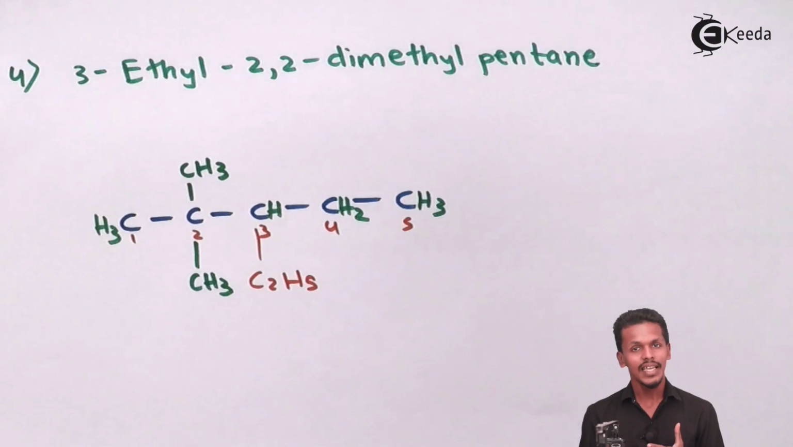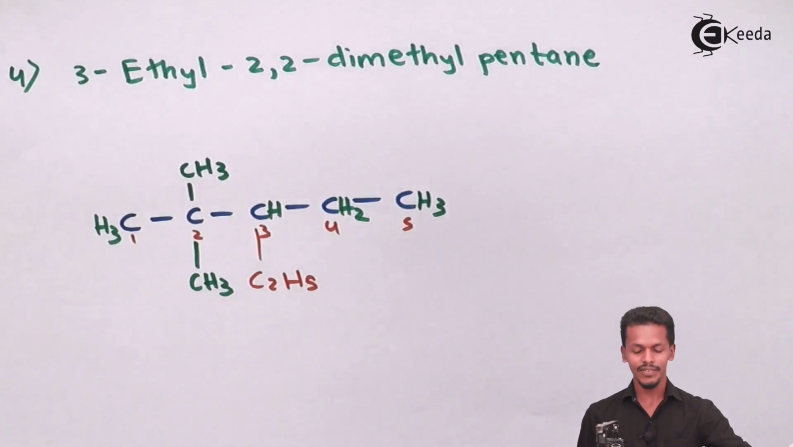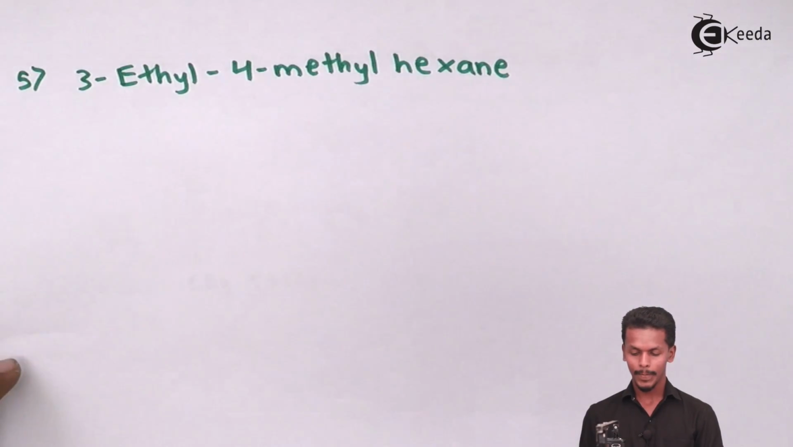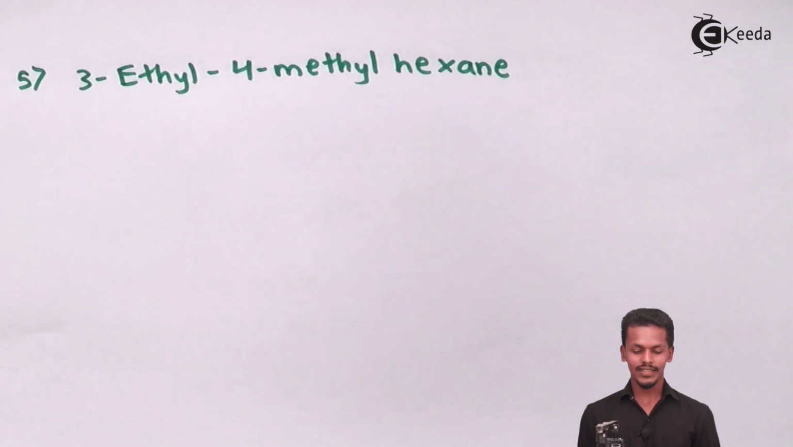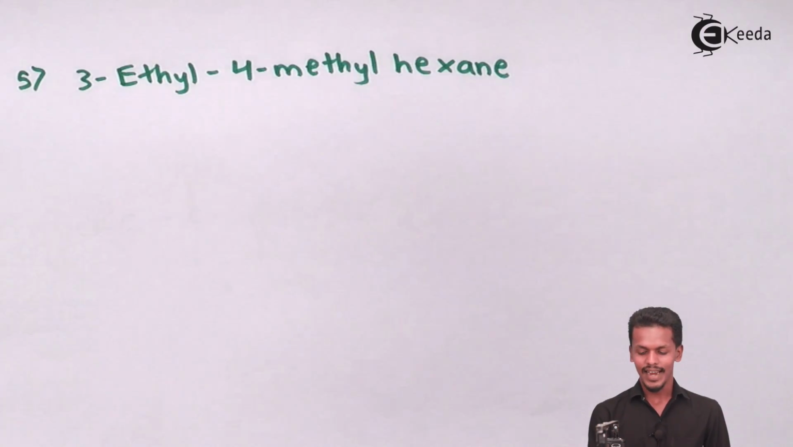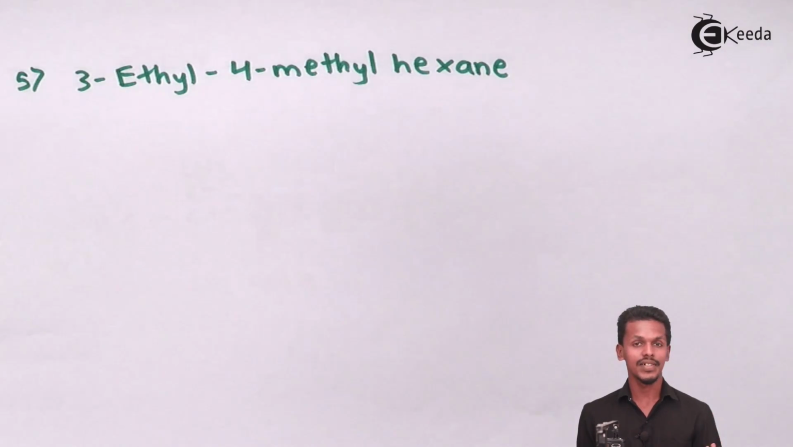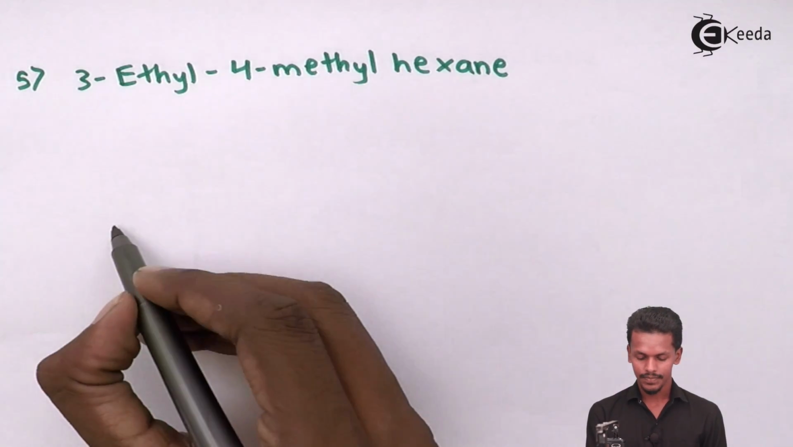So now this is very much easy for us. Now let us move on to the next one, and for the next one we have this, that is 3-ethyl 4-methyl hexane. I know you have got an idea of how to write the structure from the IUPAC name. Since the suffix is hexane, hexane is the one which contains 6 carbon atoms when talking about a hydrocarbon, especially an alkane.